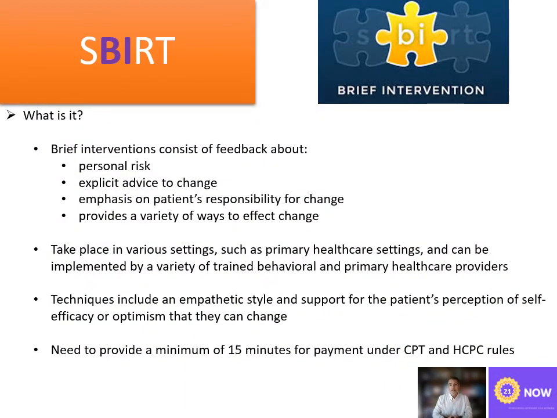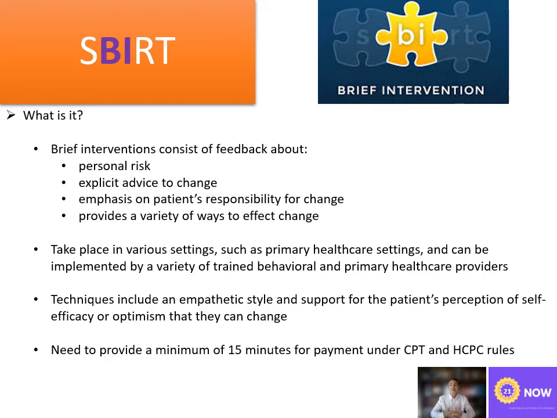So once a patient has been identified as having a substance use disorder, the next step is providing that brief intervention. So what exactly does that look like? It consists of feedback about that personal risk and framing that in a way that is specific to your patient. So you'll have to develop those motivational interviewing skills that are outside of the scope of this specific training, but we do have those on our website if you're interested. It provides explicit advice on why that patient should change, with emphasis on the patient's responsibility for the change. So this is purely patient-driven.